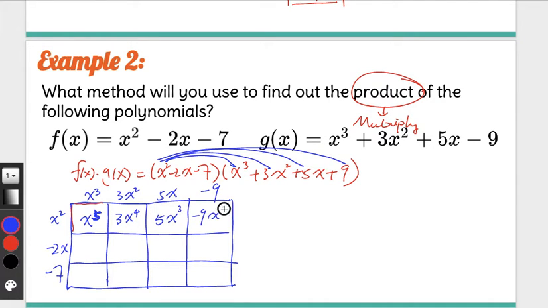And then the last one. As you can see, even though it looked long, it's actually very similar to the one we did before. The only difference is just a little bit more terms. Negative 2x times negative 9 is going to be 18x. So make sure you check everything. And also the last part, negative 21x squared, negative 35x, and the last one, there's 63.